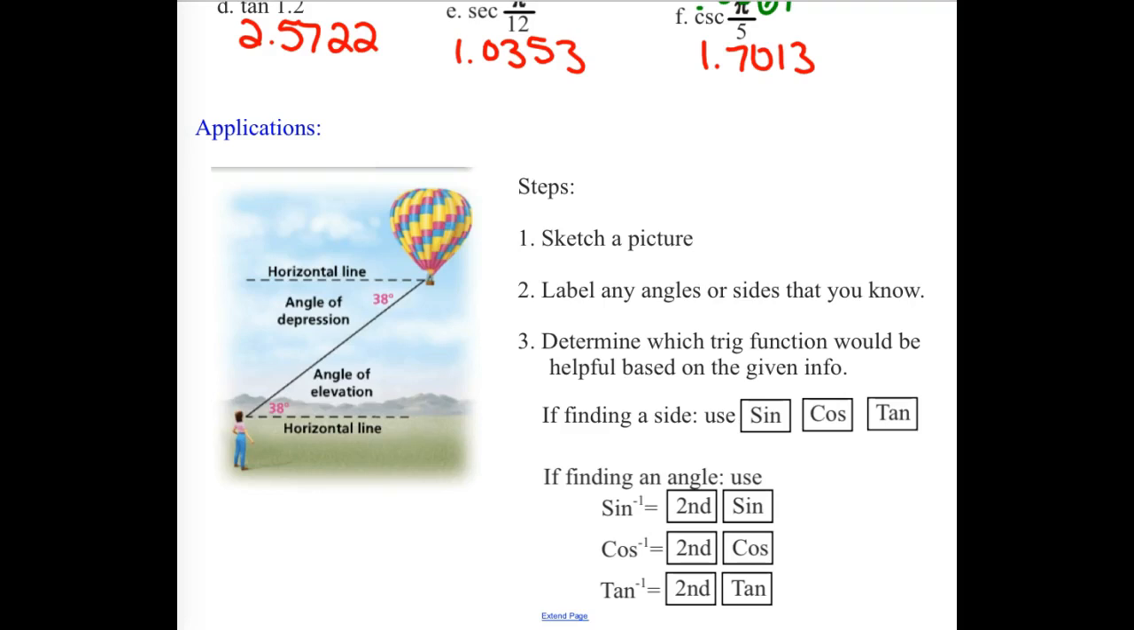If you are finding a side, you will be using your sine, cosine, and tangent keys. If you are trying to find an angle, you will be using those inverse sine, cosine, and tangent keys, the ones right above, that Zach mentioned earlier. Okay?